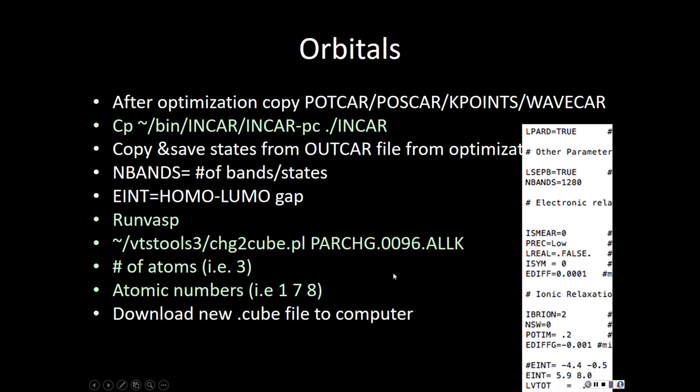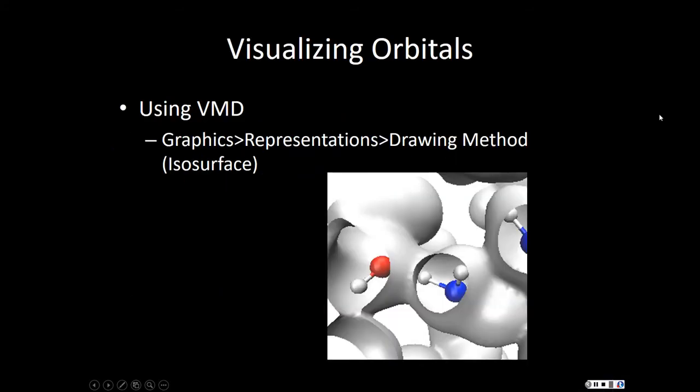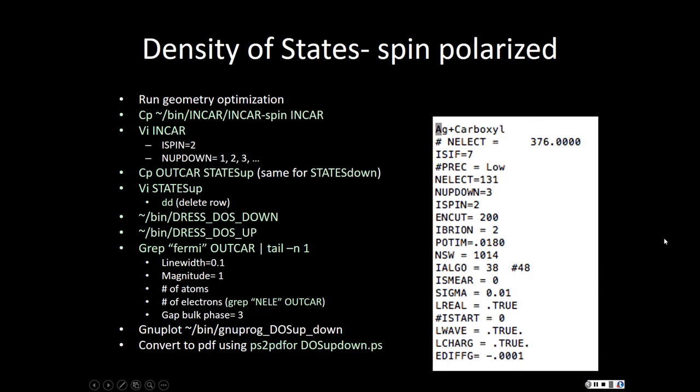And then you can just download that cube file to your computer and use software like VMD to visualize it. You kind of want to just mess around with VMD if you've never used it before, but ultimately, this is good to know: you go to Graphics, Representations, and then Drawing Method, and choose Isosurface, and then you can play around with it a little bit and see how it looks. All right.